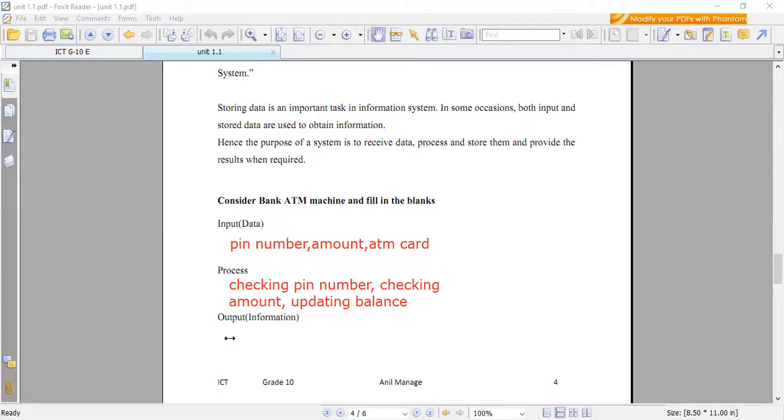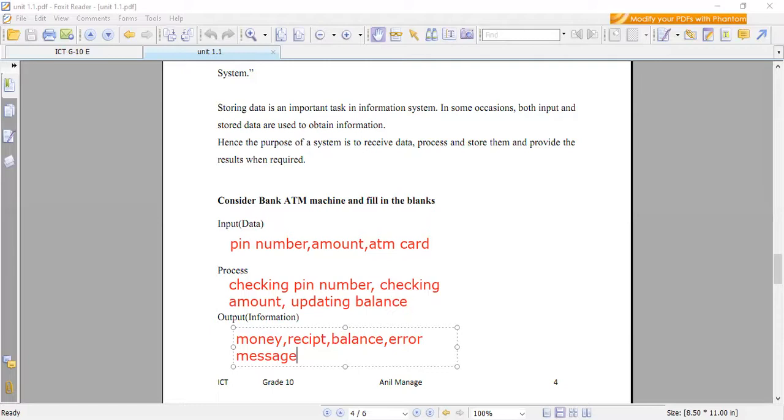Then what is the output? You are getting money, receipt, maybe balance. Now if you are trying to do something else, but you can't withdraw money, still you are getting output. What is the output? Error message. Sometimes you are getting an error message, or whatever message for the user. That is also an output.